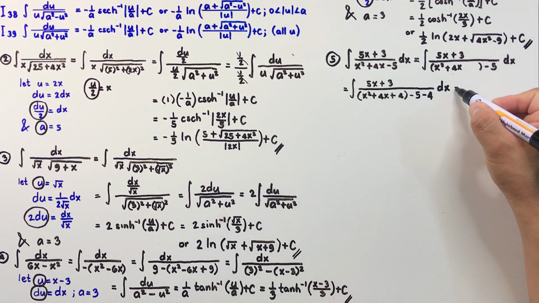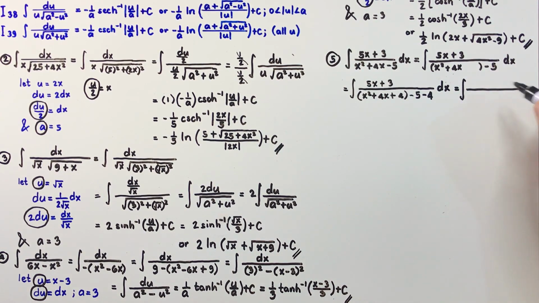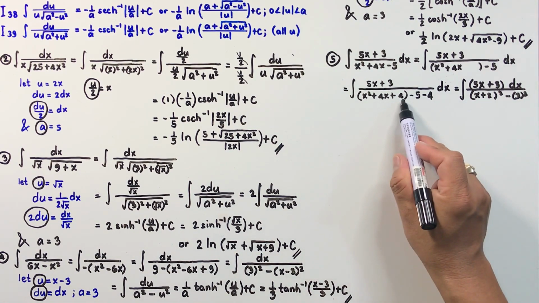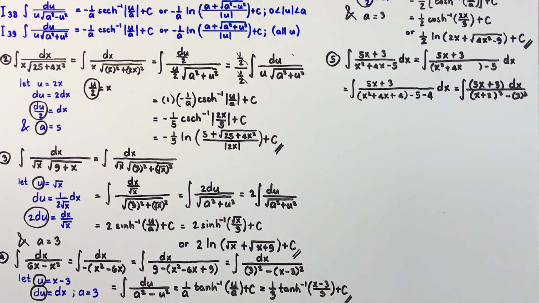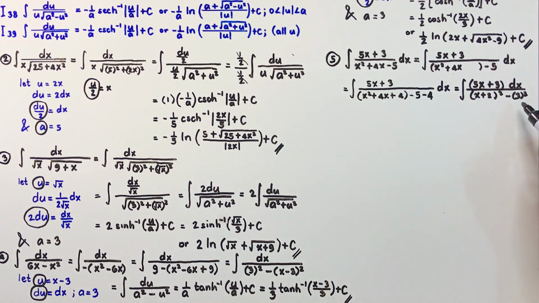So at this time, we can form a square in the denominator this time. So this is 5x plus 3 times dx over the x plus 2 quantity squared minus 3 squared, because this trinomial here is a square of this binomial. And this 1 minus 5 and minus 4 is negative 9.